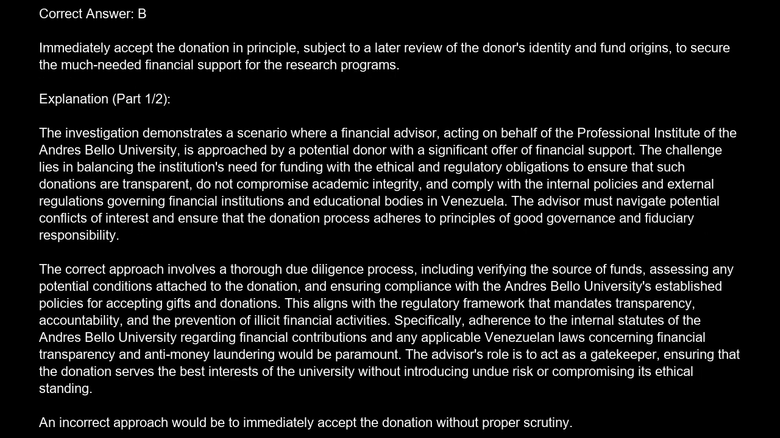The correct answer is B. Immediately accept the donation in principle, subject to a later review of the donor's identity and fund origins, to secure the much-needed financial support for the research programs.